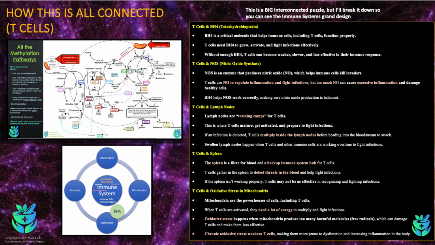And another point I want to make here: stress. Stress also greatly ups your oxidative stress in your body and in your mitochondria. You'd be surprised what stress can do. So BH4 helps the T cells function properly. NOS helps T cells regulate inflammation with nitric oxide. Lymph nodes and spleen are hubs where T cells activate and prepare to fight infections. And mitochondria give T cells energy. But too much oxidative stress greatly weakens them.